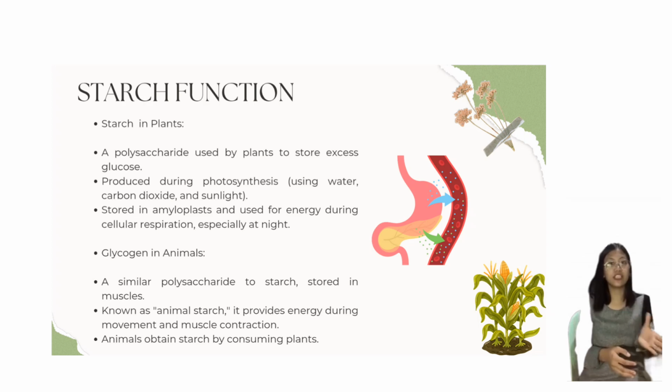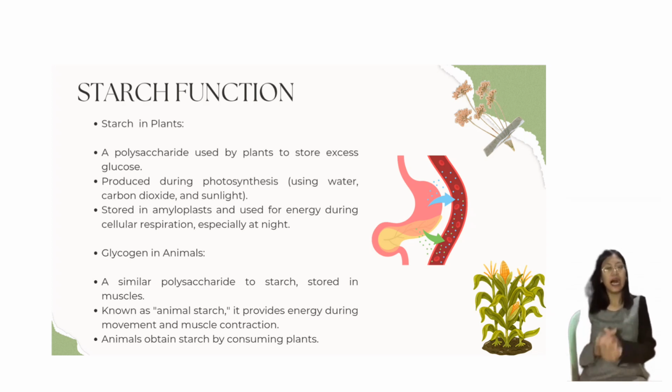The stored starch is kept in special parts of the plant called amyloplasts, which are like storage units for starch. At night or during times when the plant needs energy but can't make more glucose, like when there's no sunlight, it uses the starch for energy.